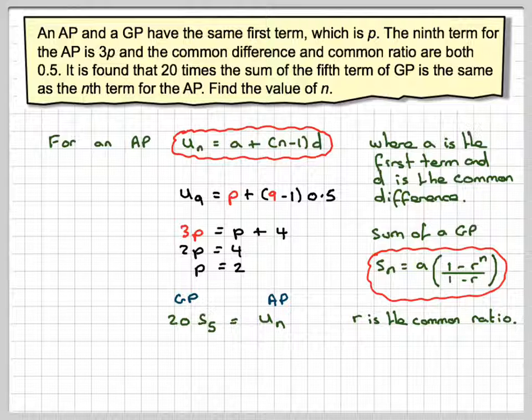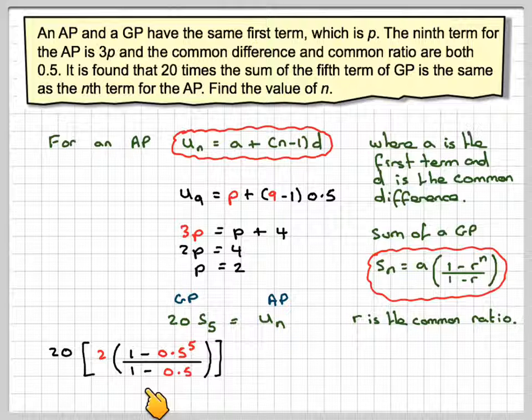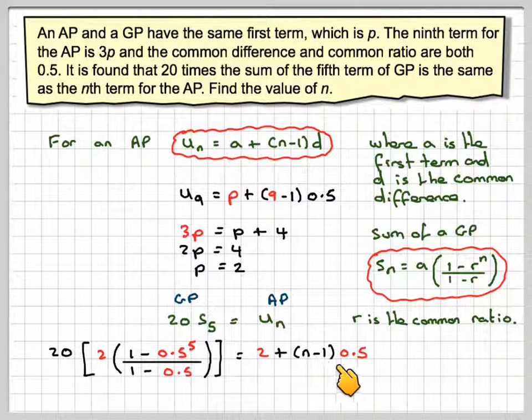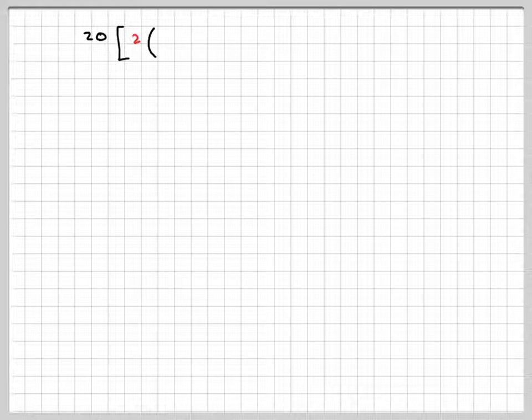So using this, we've got 20 times the first term, which is p, which is 2, times 1 minus the common ratio, which is 0.5 to the power of 5, divided by 1 minus 0.5. And that's going to be equal to the first term, which is p, plus n, which we've got to find, minus 1 times the common ratio. So we've got to solve this equation. Writing it out again.